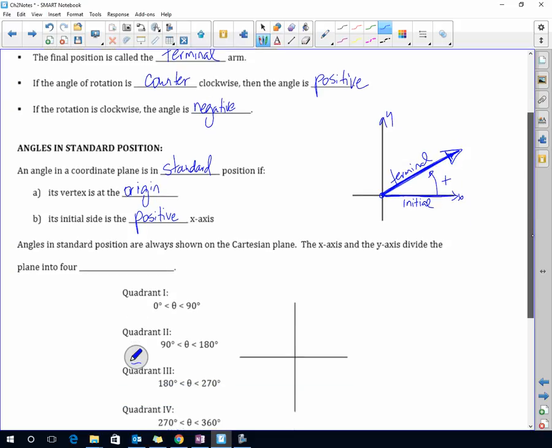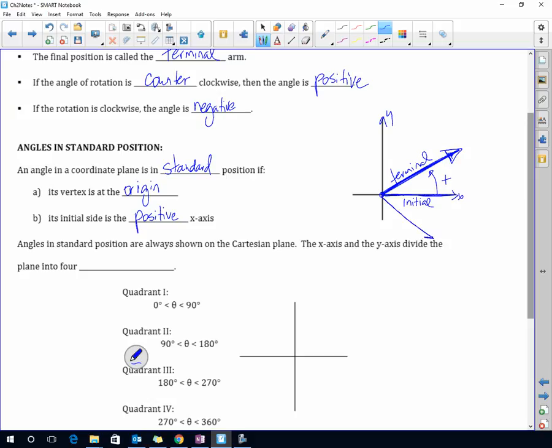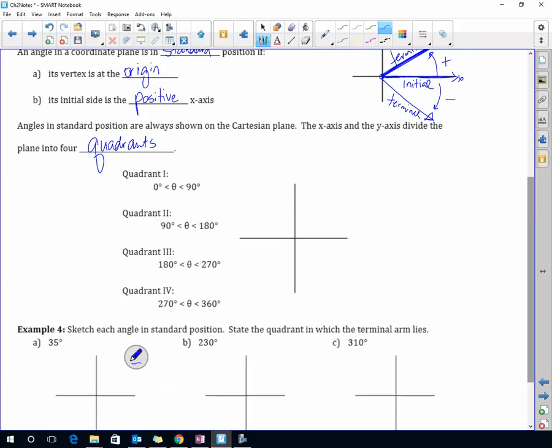Angles in standard position are always shown on the Cartesian plane. The x and the y axis divide the plane into 4 quadrants. Quadrant 1 is considered from 0 degrees to 90 degrees. I'm just going to label my x and y axis. So this is considered quadrant 1. Quadrant 2 is from 90 degrees to 180. So we're going this way around. From 180 to 270 would be quadrant 3. And from 270 to 360 would be quadrant 4.